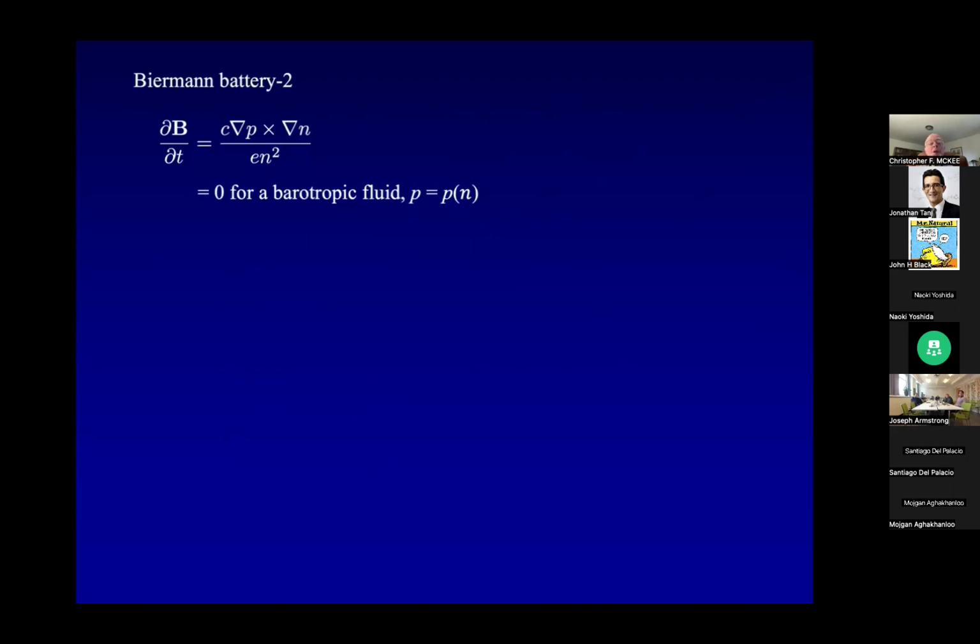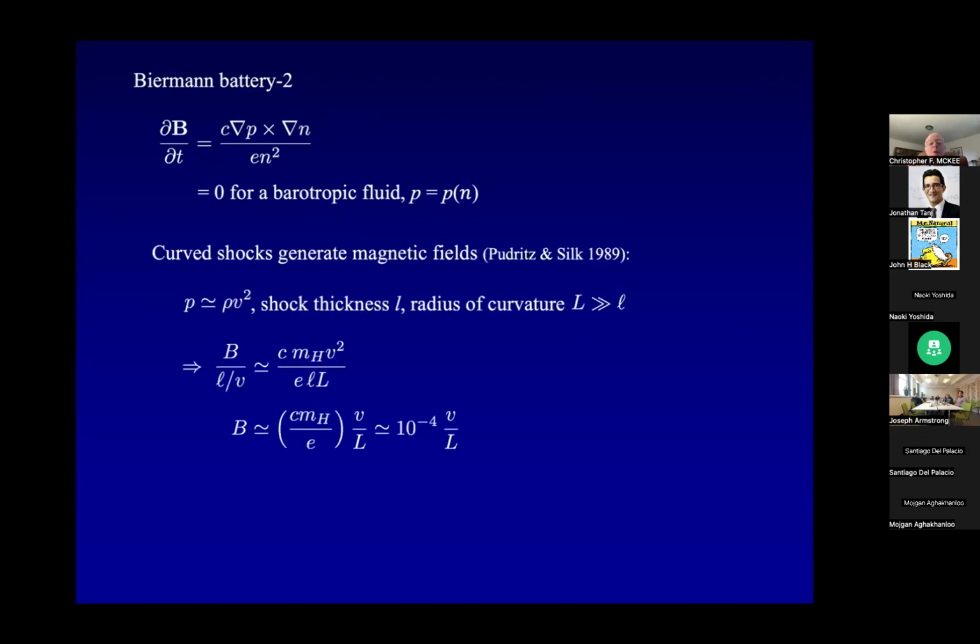And the important thing to note is that if you have a barotropic fluid, which normally we consider, where the pressure is a function of the density, so for example, we have an adiabatic gas, so P goes as the density to the 5/3 power, then you can see that the gradient of the pressure will be parallel to the gradient of the density, and so you get 0. However, in curved shocks, you naturally generate magnetic fields.